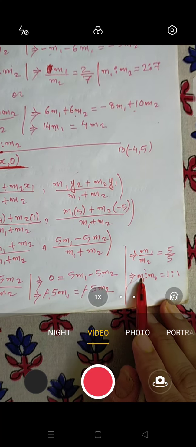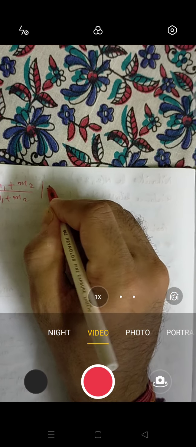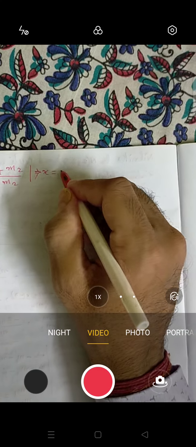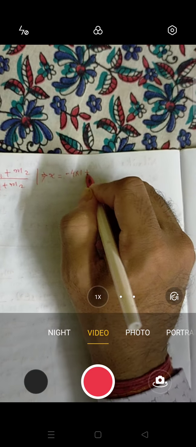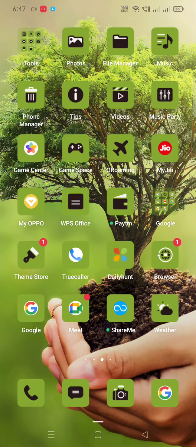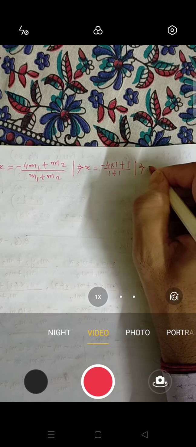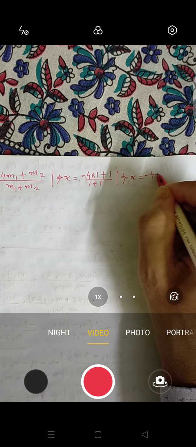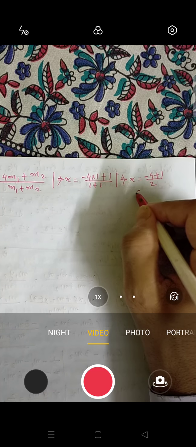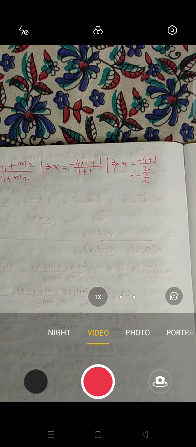Now you know that m1 and m2 were 1 and 1. So we can apply directly that m equals 1. So we can write minus 4 into 1 plus 1 by 1 plus 1. Any problem? Instead of m, we have taken 1. Now this can be written x is equal to minus 4 plus 1 by 2, and finally it will become minus 3 by 2. That means x is equal to minus 3 by 2. Is it clear?